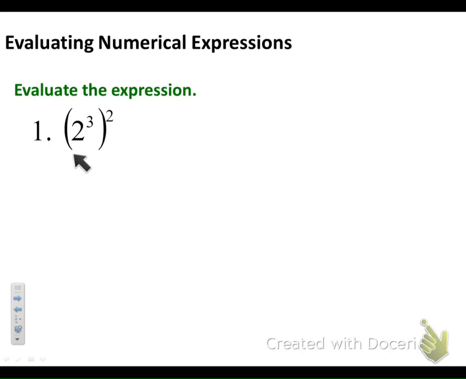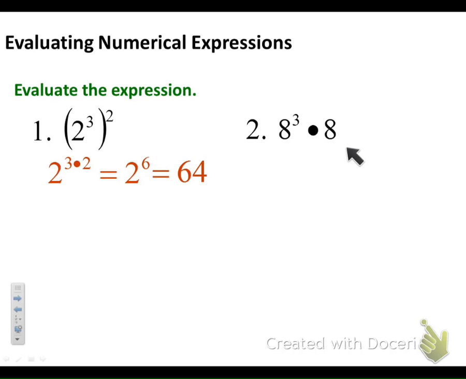First example, if we're evaluating this expression, 2 to the third power raised to the second power, I've got an expression raised to a power. So I actually multiply those powers. This is going to be the same as 2 to the 6th, or 2 to the 3 times 2, which is 2 to the 6, otherwise known as 64.